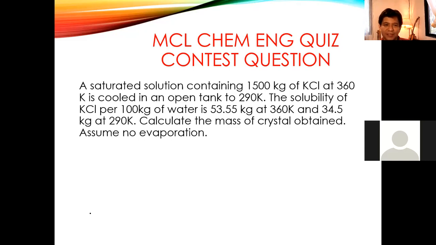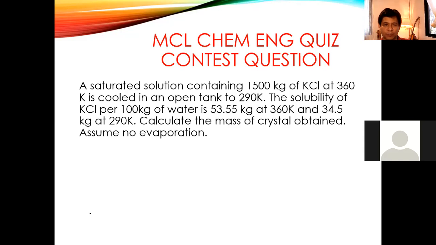Okay, so let's see this. A saturated solution containing 1,500 kg of KCl at 360 Kelvin is cooled down in an open tank to 290 Kelvin. The solubility of KCl per 100 kg of water is 53.55 kg at 360 K and 34.5 kg at 290 K. Okay? So calculate the mass of crystal obtained.